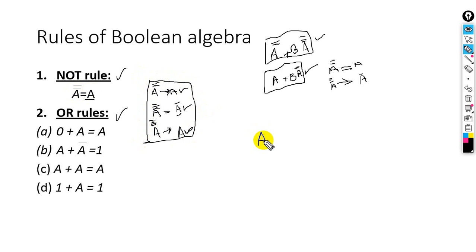So let me just check this. For example, if we have a double bar is equal to a, let me prove this. For example, let me put a is equal to 0 first.